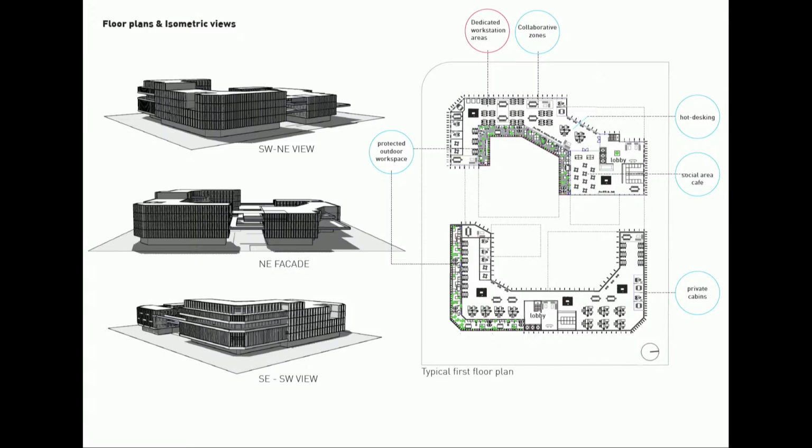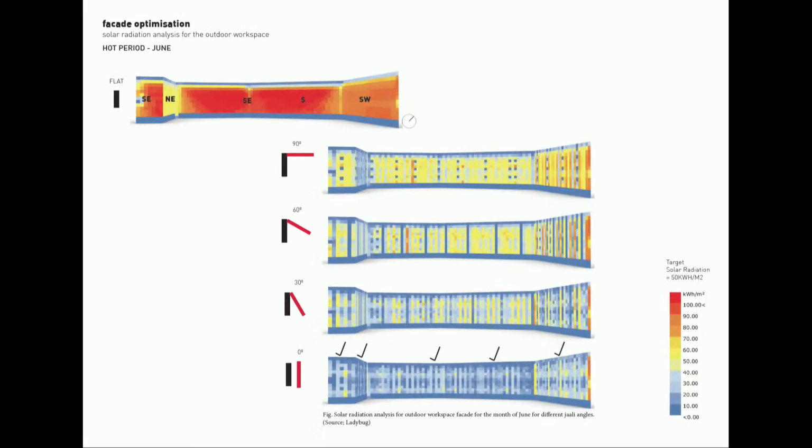The protected outdoor workspace has been placed very strategically on the south facades because south facades have the maximum solar gain. So they can also act as buffer zones for the interior spaces while creating a workspace of its own outside. So testing the design performance, first facade optimization was done.